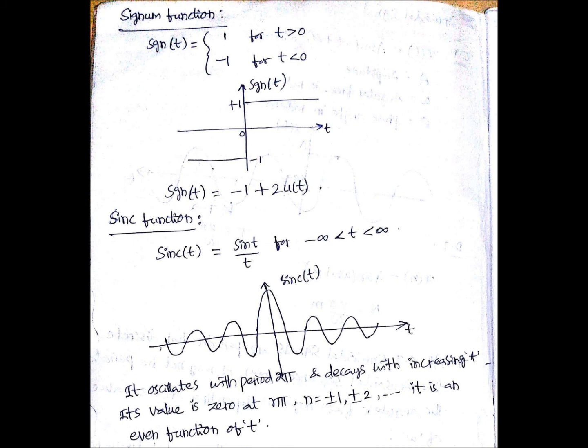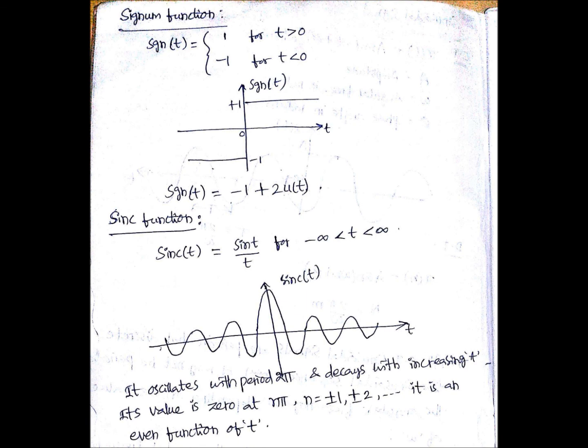Then comes the sinc function. This sinc function is defined as sin t by t for all t, that is minus infinity to plus infinity, and the waveform is represented like this, and it oscillates with a period of 2 pi and it decays with increasing time t. So from the figure you will come to know that.